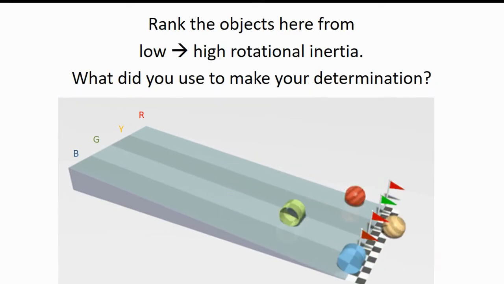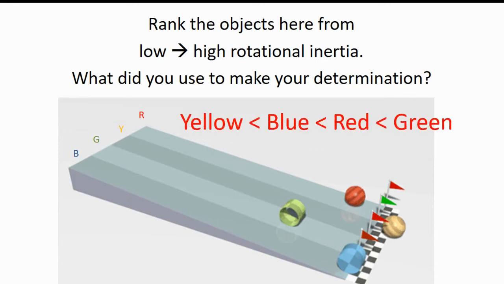Here they are at the finish line. What do we use to determine what will have the least and most amount of inertia? We can look at their acceleration. The objects that accelerated the most will have the smallest inertia. So the object that came in first place, our yellow ball, has the least amount of inertia. And the object that came in last place, our green hoop, has the most rotational inertia.